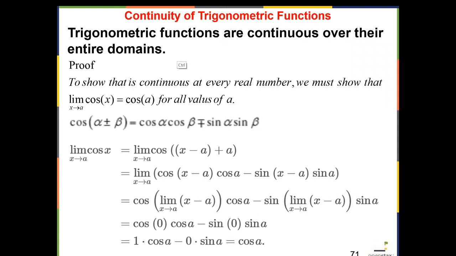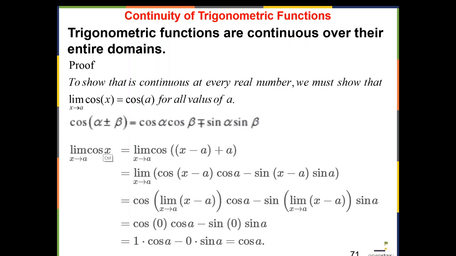Trigonometric functions are continuous over their entire domain. So any trigonometric function is basically continuous over its entire domain. Now, to show that it's continuous at every real number, we must show that the limit of cosine, for any a in the domain of cosine, is cosine a. Right? To do this, we're going to use this identity in trigonometry. That's cosine of something plus something equals cosine cosine of these two minus sine sine. That's the identity from trigonometry.